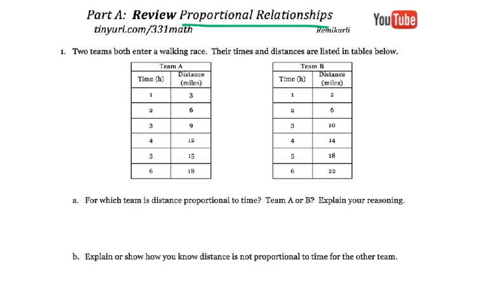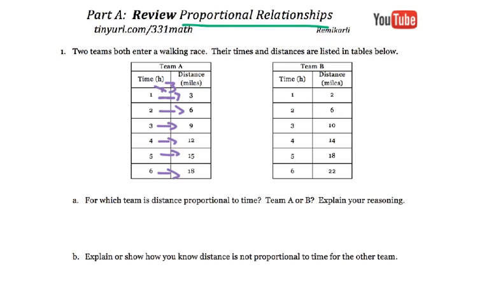They both involve a walking rate, one with Team A and one with Team B. If you look at Team A's, there's a very obvious pattern that's showing up. You see that every single time you can take the hours and multiply them by 3, and it's going to equal the distance in miles. And that works for any value in the table.